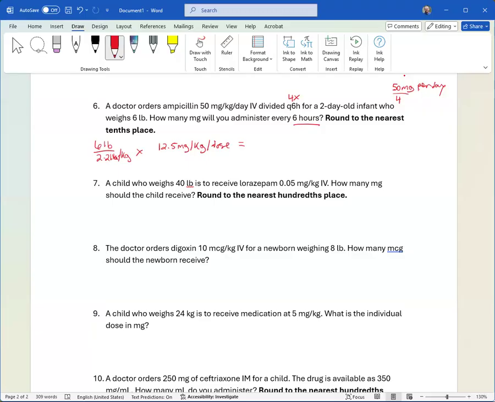That's not right. Wait a second. Let's try that again. So 6 divided by 2.2 times 12.5. There we go. I was going to say, it didn't seem right. My number was wrong. I must have hit a key wrong. And I'm going to get an answer of 35.09 repeating. So we're going to round that to the nearest tenth. So I'm going to give them 34.1 milligrams.